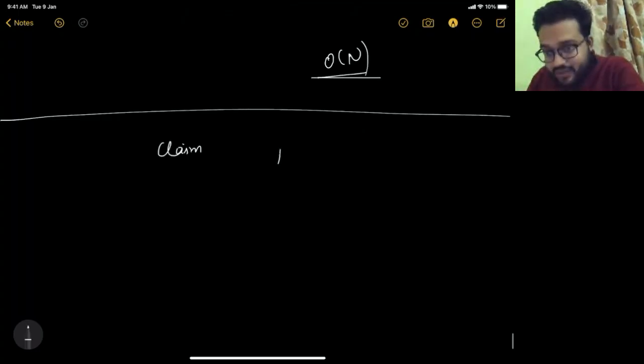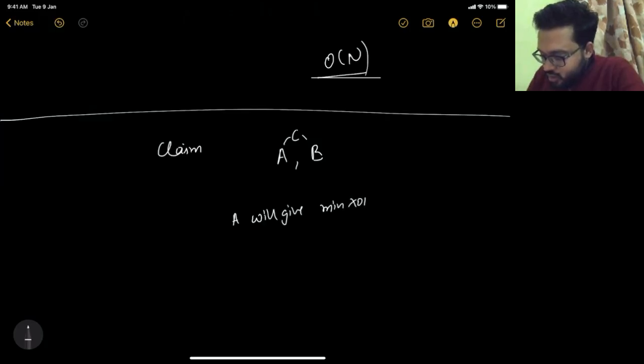I will say that A is a number. It will have some bits. B is also a number. It will also have some bits. Is that clear? A is a number, it will have some bits. B is a number, it will have some bits. Now, without loss of generality, let's assume A is less than B.